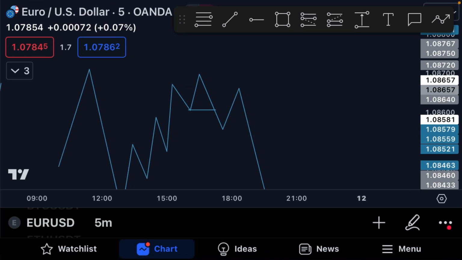So now I want to show you something I call the push and reverse strategy. I have checked it and validated that this thing works very well in the market. This is the most profitable strategy you can use out there.